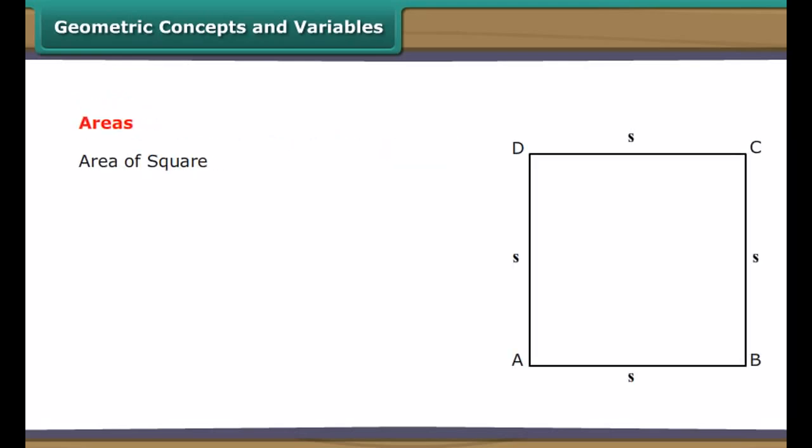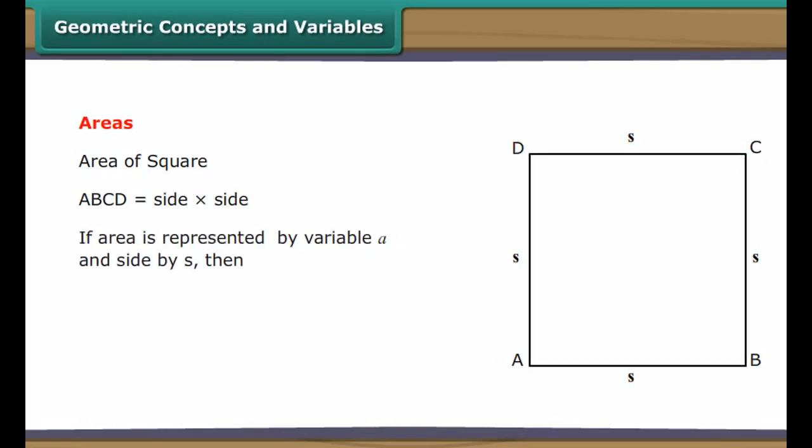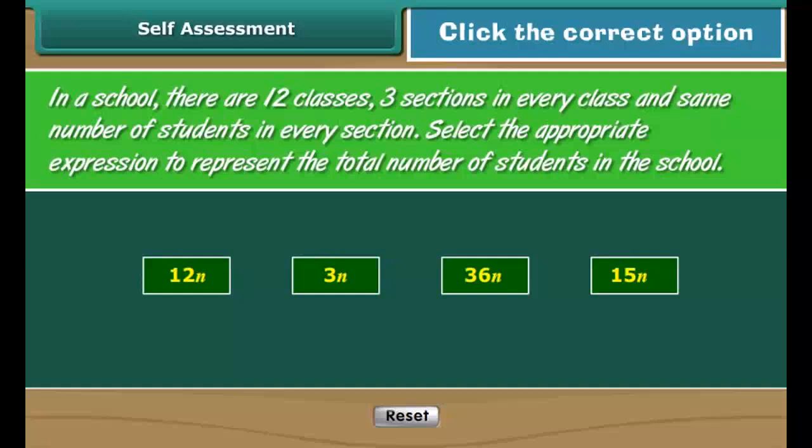Area of square ABCD is equal to side into side. If area is represented by variable A and side by S, then A is equal to S into S. Variable A varies with variations in the variable S.